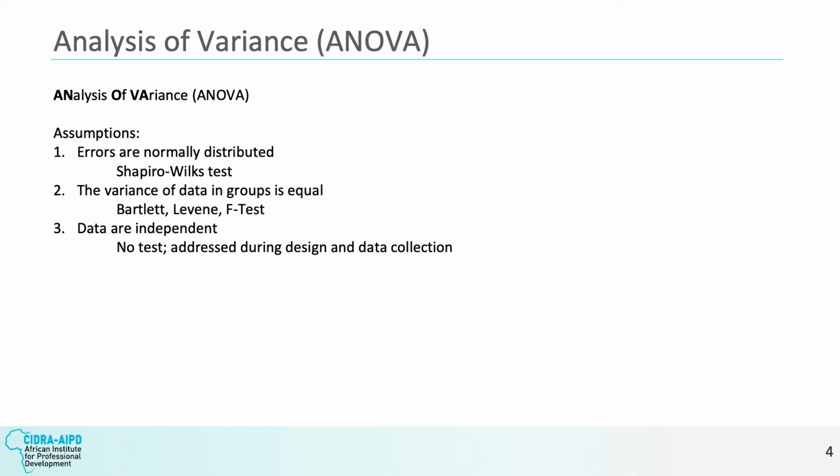The second assumption is that the variance of the errors is equal. There are several ways to test for this, including the F-test, which we'll discuss for a different purpose later on. For now, we'll look at the Bartlett test. The final assumption is that the data are independent. There's no test for this. Rather, independence of data must be addressed during the design and data collection stages.